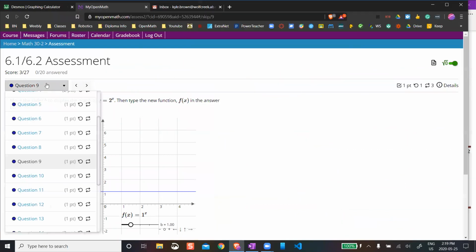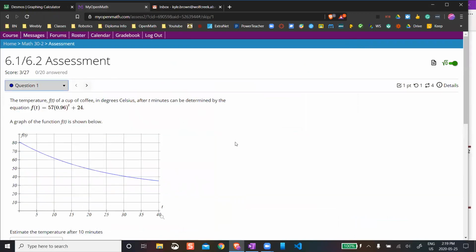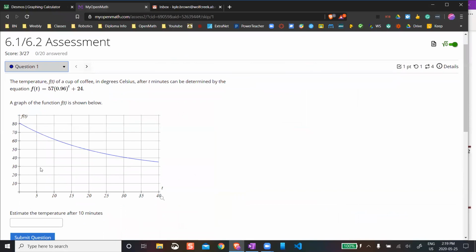Okay, so start over here. This is going to be the assessment you guys do. For example, this one is saying, what's the temperature after 10 minutes? I'll give you a hint. That would be the same thing as saying f of 10, so you would be putting 10 in for t. Make sure when you put it in your calculator that you're putting it in pretty much like this, because the 57 has nothing to do with the power here. It's only 0.96 that's being raised to the power of t. So be careful when you put that in.